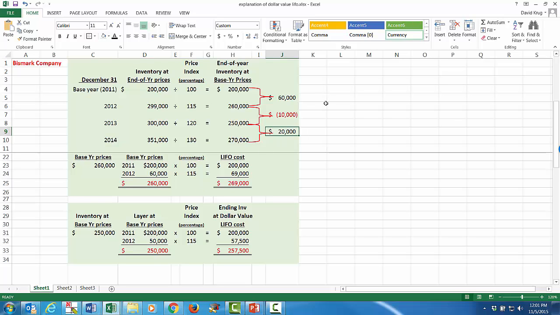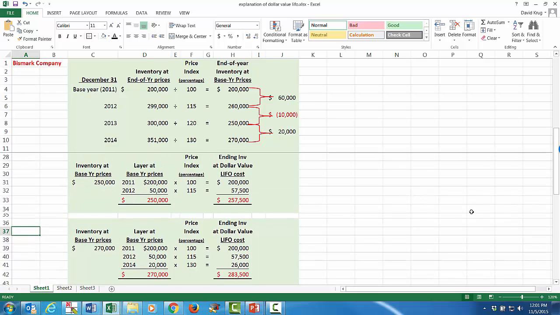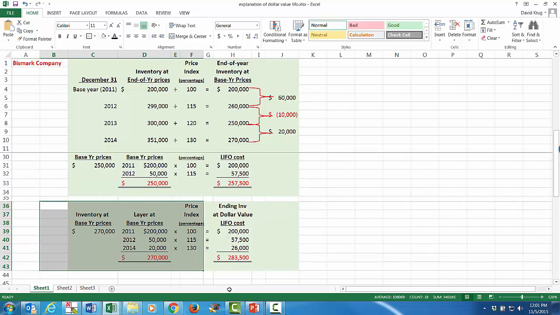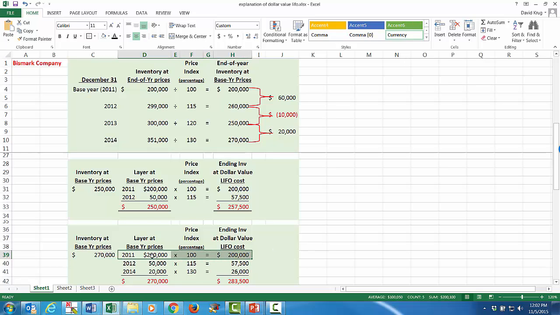And as I said, a new layer is going to form since that quantity changed. So let's look to see what we're going to do down here. Let me shrink this row. Let's focus on this section down here. What is our inventory at base year prices? It's 270,000. Now let's put that into different layers. We have this original base year layer of 200,000 times 100% equals 200,000. Up here we had the 50,000 times 115% equals 57.5.